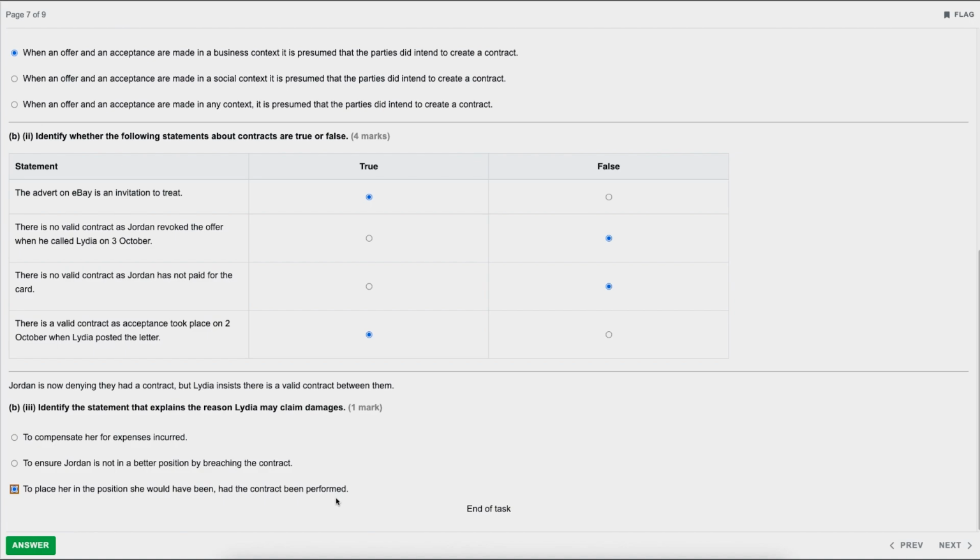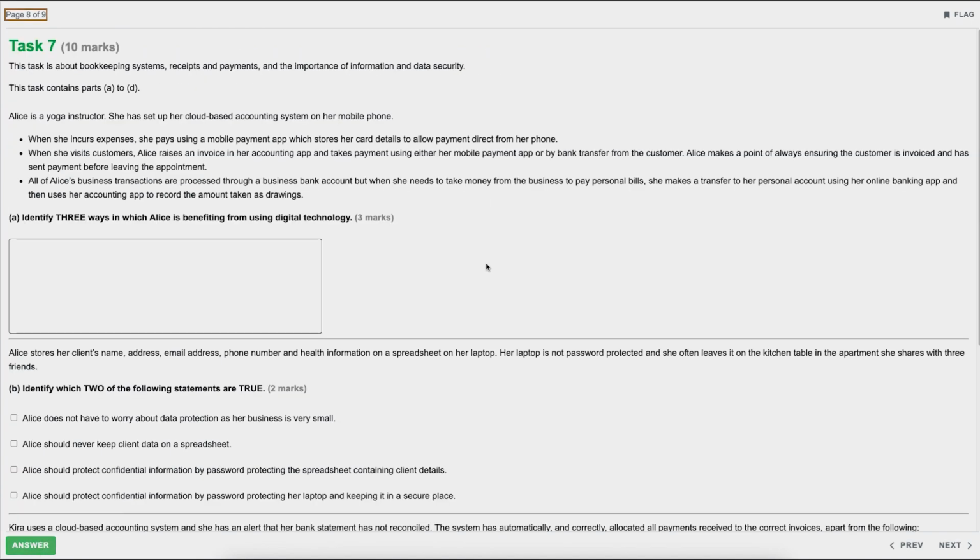So that finishes task 6. So it is a smaller one, that only 7 marks. We can now move on to task 7. So task 7 is your next written question, and it is for 10 marks and is about bookkeeping systems, receipts and payments, and the importance of information and data security. This task contains parts A through to D.